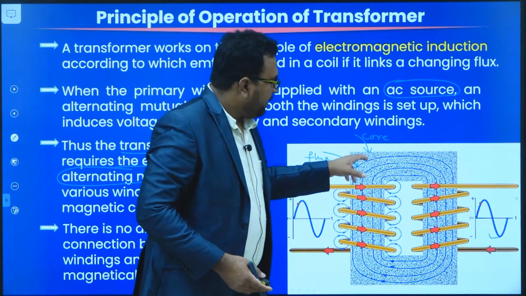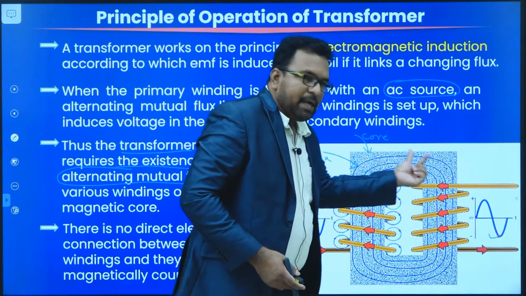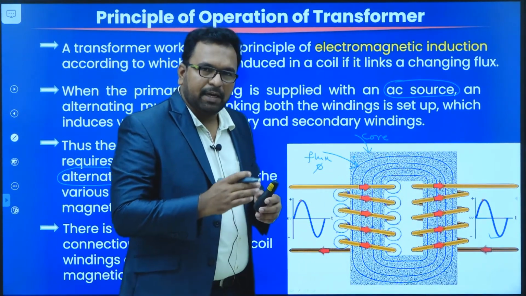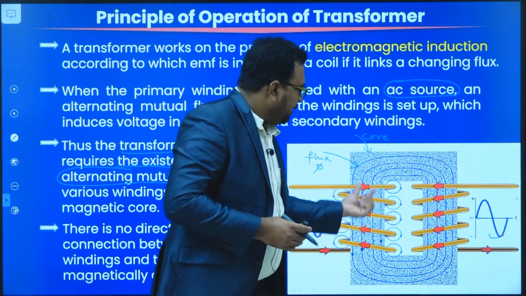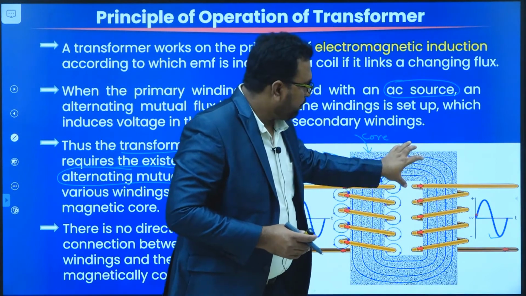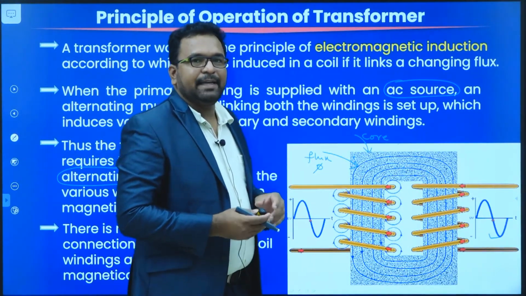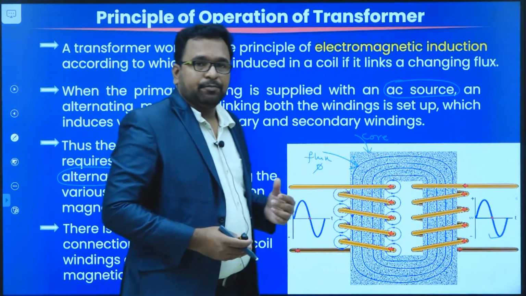When there is an iron core, the iron core will act as a path, just like a conductor acts as a path for the current to flow. This iron core will act as a path for the flux to flow. If there is no iron core, the flux produced will escape into the atmosphere. That flux is called leakage flux. The flux will be leaked. Maximum flux will not be linked with the coil 2.